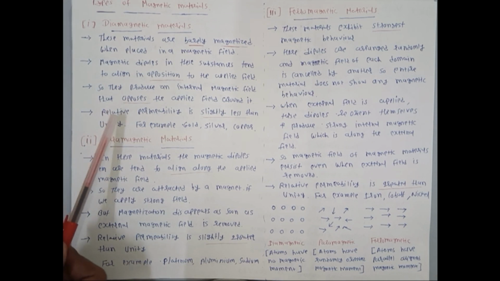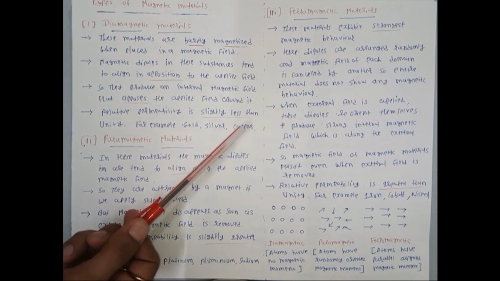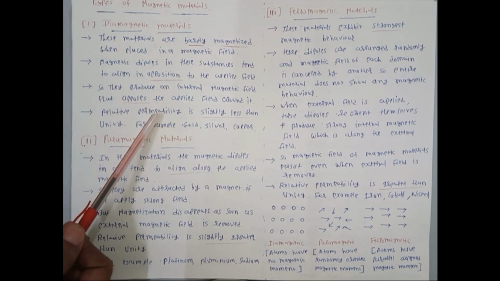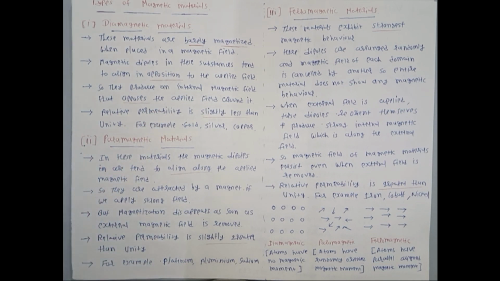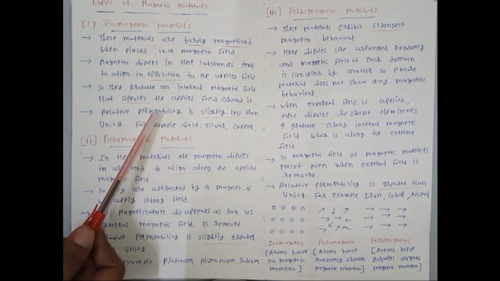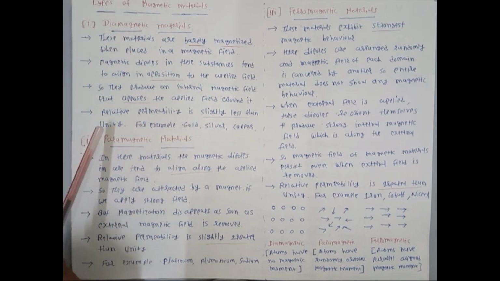Relative permeability is slightly less than unity. Examples of diamagnetic materials are gold, silver and copper. So first of all, what is permeability? It is the same as conductivity in an electric circuit. Permeability is a property of a magnetic material to create magnetic flux through it. It means if permeability is high, it will create more magnetic flux, more magnetization. So in diamagnetic material, the relative permeability is slightly less than unity.